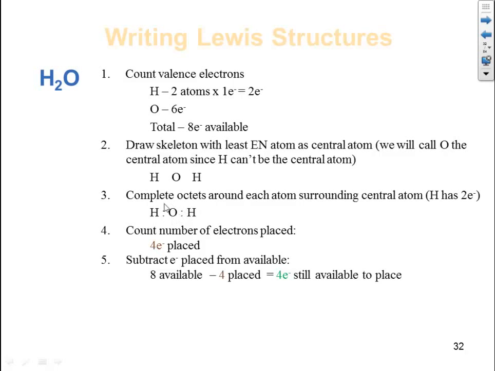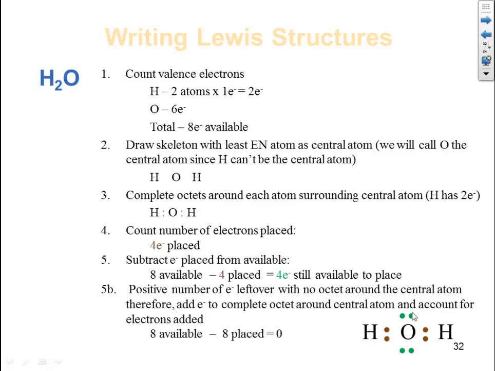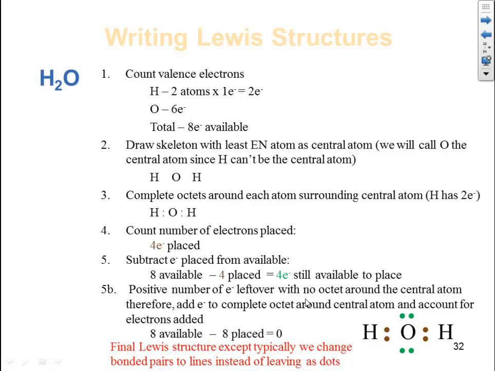The answer is no. I can use these 4 electrons to put on that central atom to complete its octet. When I do that, now I can see that oxygen has 8, and hydrogen has 2 on each of them. Therefore, that's my Lewis structure. The only thing left is I'm going to change the bonded pairs to lines.